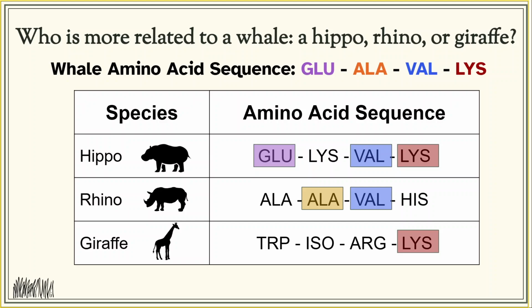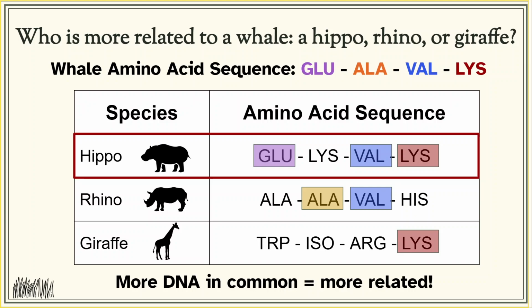The one that has the highest number is going to be the one that has the most in common to my whale. So I see the hippo is the one that has the highest number. So the hippo is the most related to my whale. So the more DNA in common, the more related.